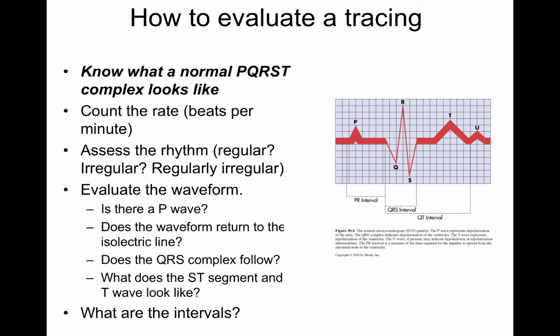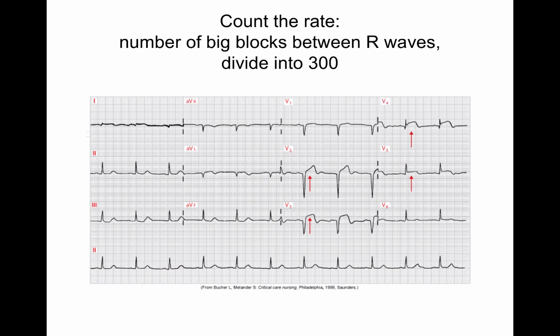Is our PR interval within normal limits? It should be between 0.12 to 0.20. Is our QRS complex between 0.08 and 0.12? If there's a deviation of any of those, then we get into different types of rhythms that we name or diagnose.